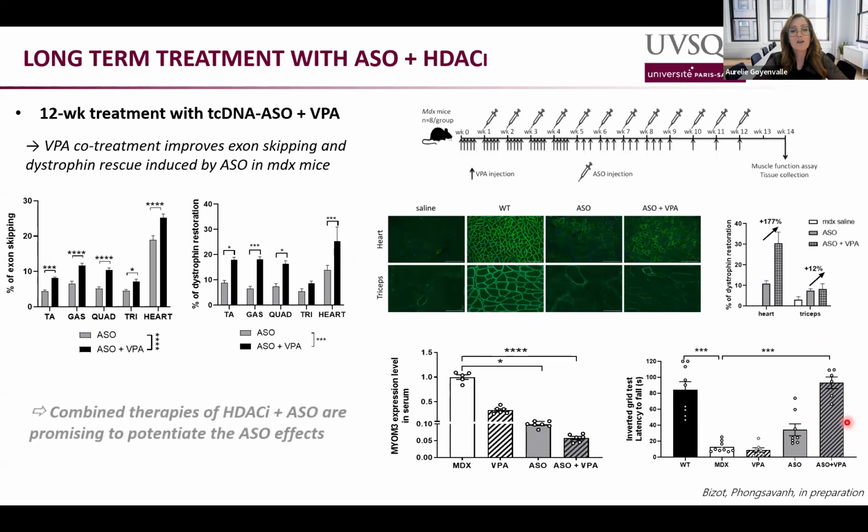So there's clearly a potential for these combined therapies, and HDAC inhibitors together with ASO are quite promising to potentiate the effects of the oligonucleotides. This is particularly interesting these days since some of the HDAC inhibitors, such as givinostat, have been approved for the treatment of Duchenne muscular dystrophy. So we can imagine that this type of combined therapy could be quite rapidly translated to the clinic.